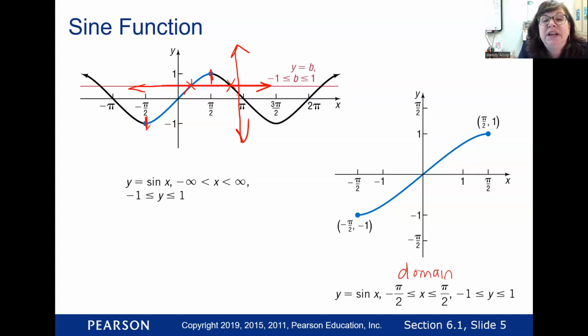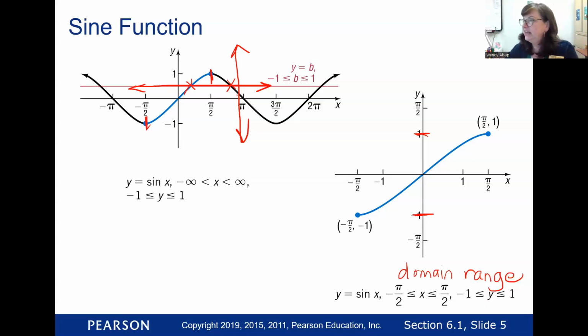The range of the original function will be from -1 to +1. So here's the range of our original function. And if you remember the definition of inverse functions, for the inverse function, the domain of the original becomes the range of the inverse, and the range of the original becomes the domain of the inverse.